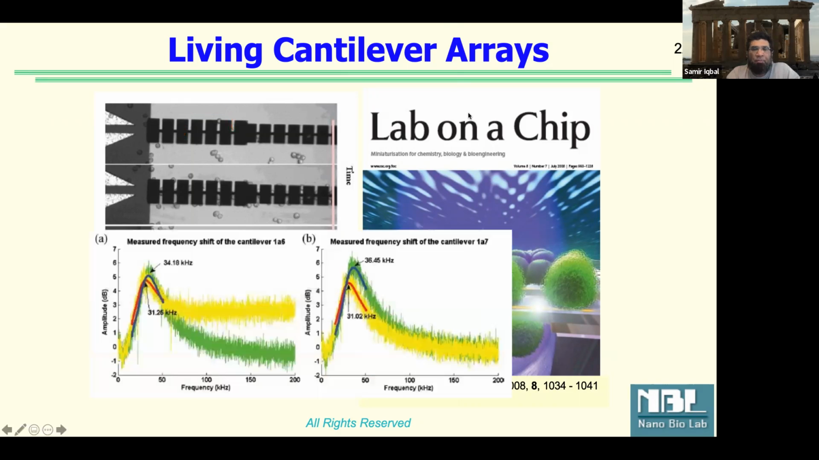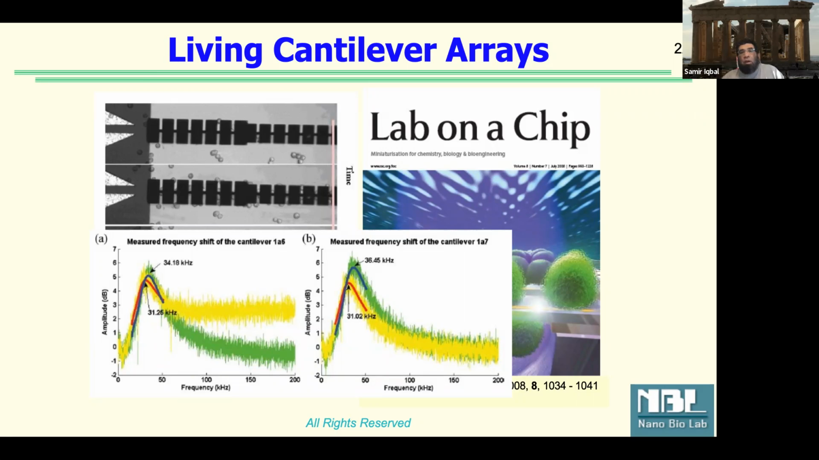So here they are measuring frequency, and with the amplitude and frequency, they can see the frequency shift. So it's resonant frequency. When the virus is bound, they see change in the amplitude at different frequencies.